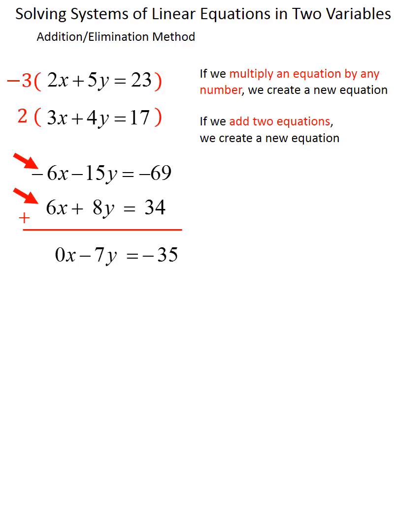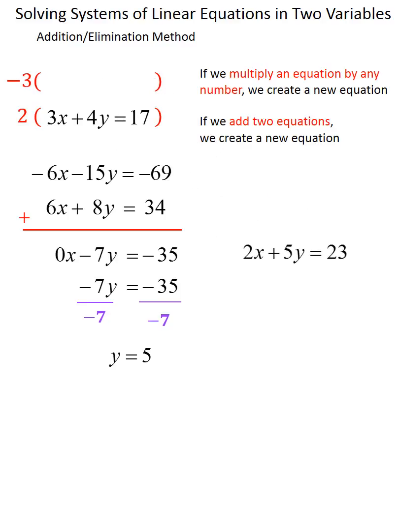And the only way to get those both to be 6's was to multiply the top equation by negative 3 and the bottom equation by 2. There's other ways to do this problem, but that seemed like a good way to get rid of x. And now that x has been eliminated, I can quickly solve for y. And now that I know that y is 5, I can plug 5 into any y on this page.